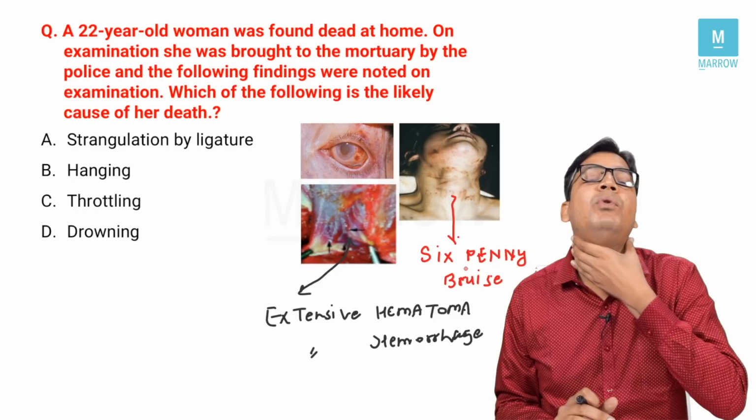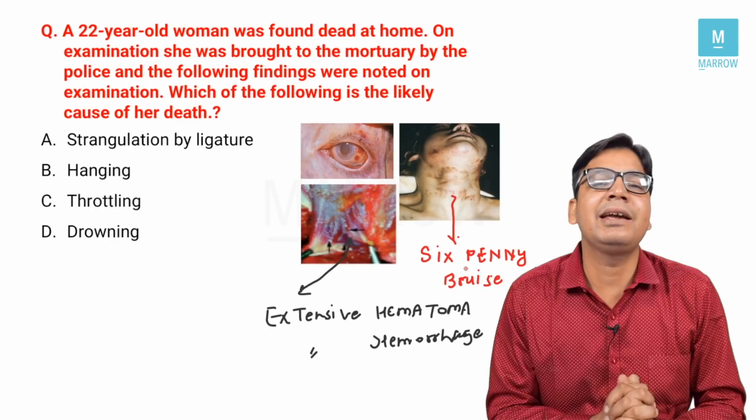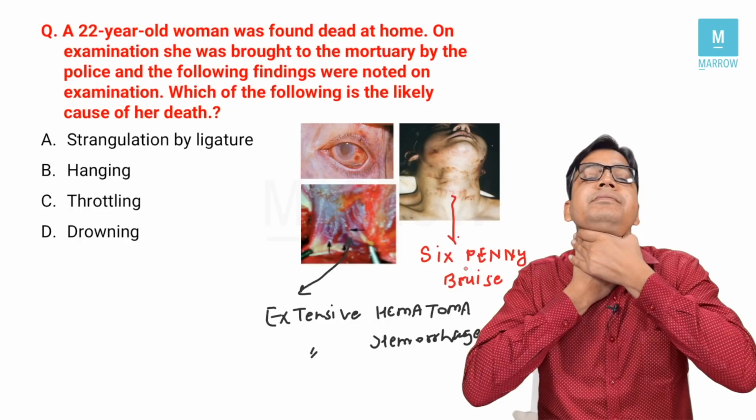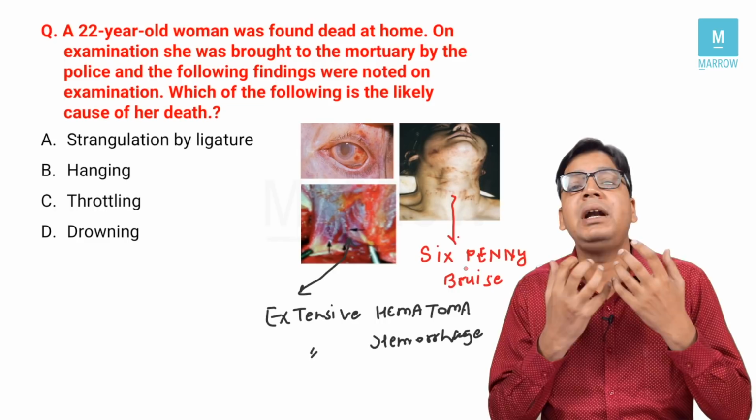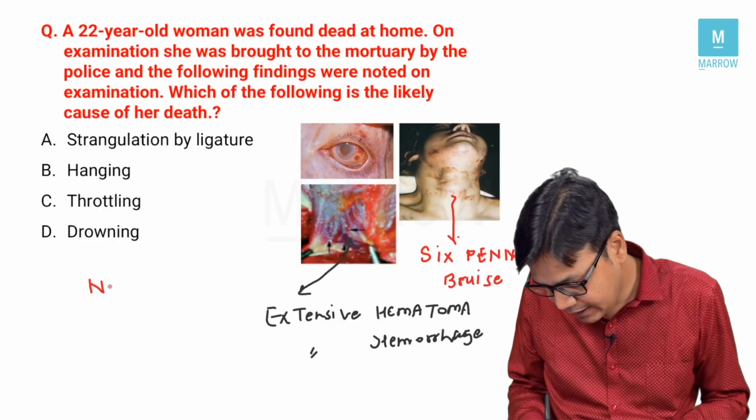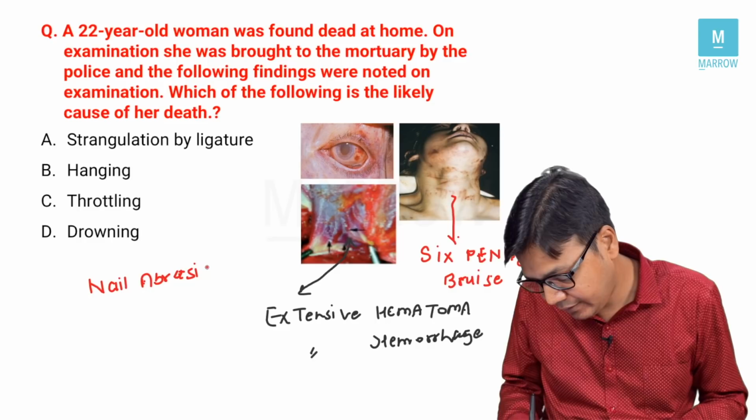What is throttling? It is compression of the neck. अब यार दोस्तो, आप neck को कैसे, गला कैसे घोंटते हो? Throttle, how do you throttle someone? Like see, either this one or this one. Actually, in both conditions, we compress the neck, and there are chances of hyoid bone fracture. But if you see multiple nail abrasion, so here I am mentioning multiple nail abrasion. तो आपके गर्दन पे चारों तरफ nail abrasion भी हो सकते हैं. So if you have big nails, there are chances of nail abrasion.